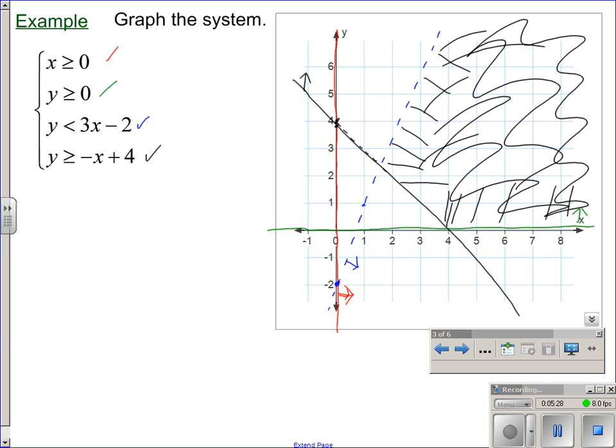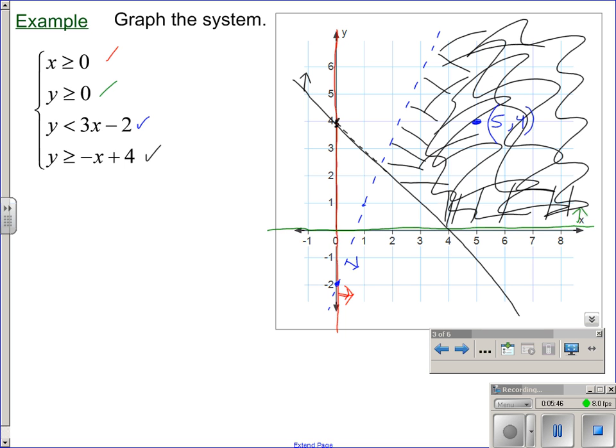So this is our shaded region. This is where the solution to this system is. And just as an example of a solution, if I pick this ordered pair right here, 5, 4, that will satisfy all these equations.